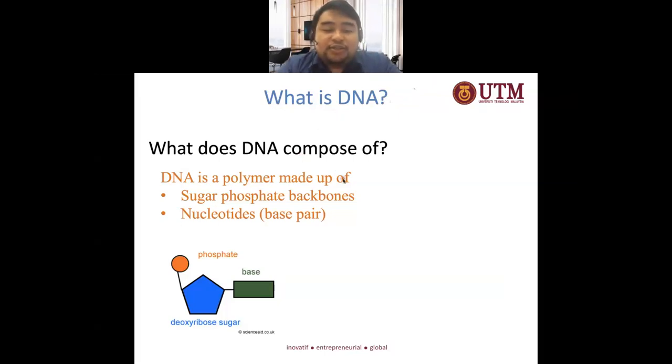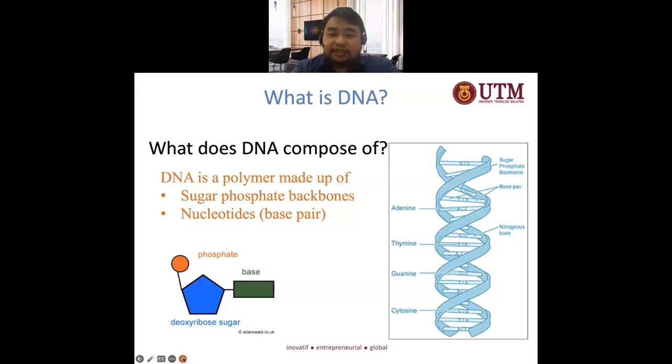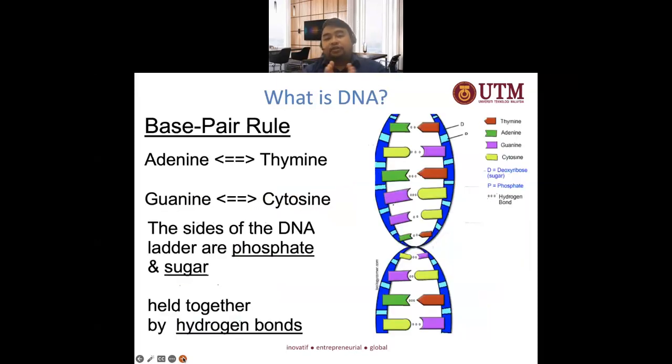All right, so basically, this is the composition of DNA that I've talked about. Sugar phosphate backbones, and we have nucleotides. We have the base pair. So this is the double helical structure. And then we also looked into the base pair rule. Adenine always goes with thymine. You just need to remember ATGC. A always T, T always A, G always C, C always G. So you would not have A with C, or T with G. So these bases, for example, A and T here, are connected by hydrogen bonds.